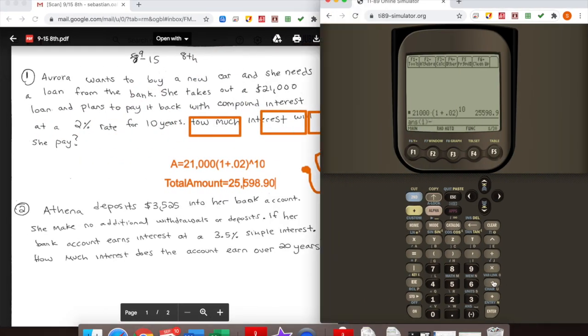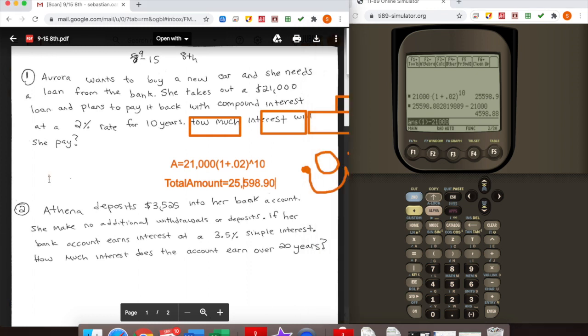So I'm going to subtract the $21,000 that we started with, and we're going to be left with $4,598.88. There really should be 90 cents though.